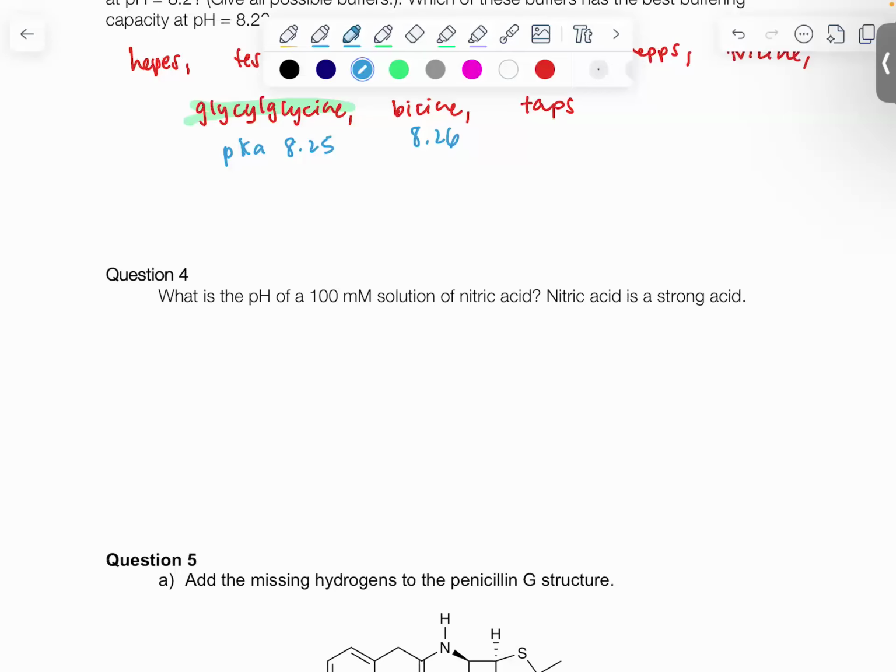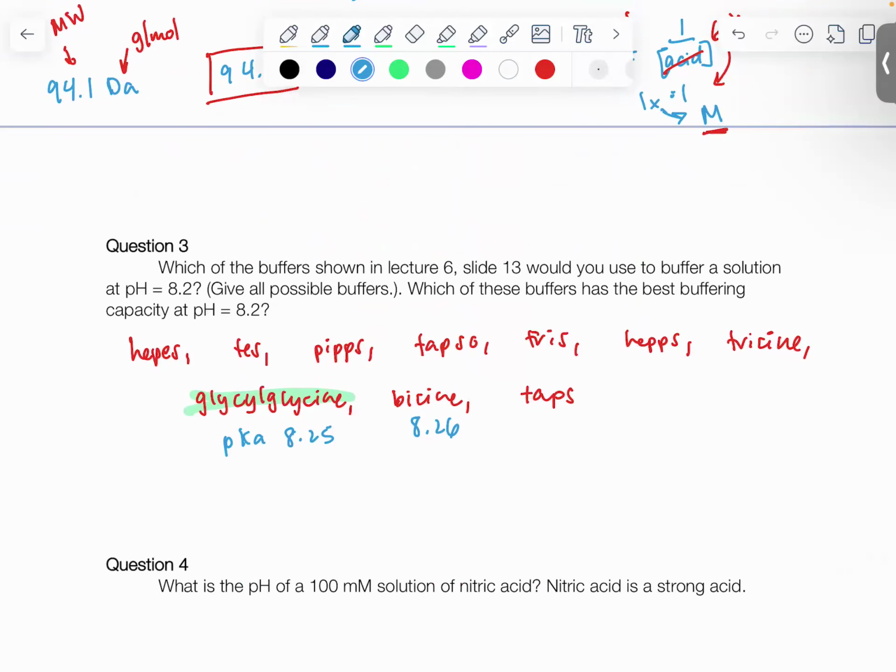Question: is the range one pK? The range is on that table, and the other ones also include 8.2. Some of them, their upper limit is exactly 8.2, and so that might be why you excluded them. But if it's still included in the range, it will work.